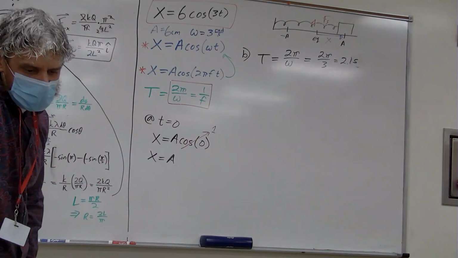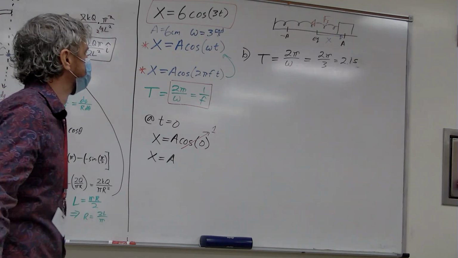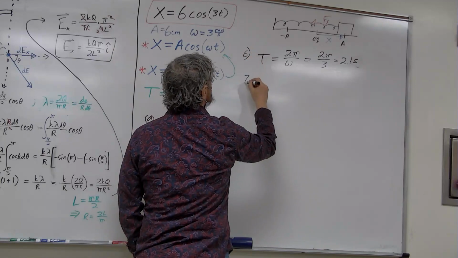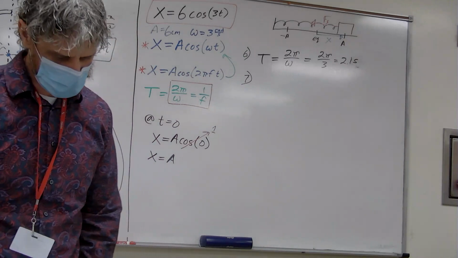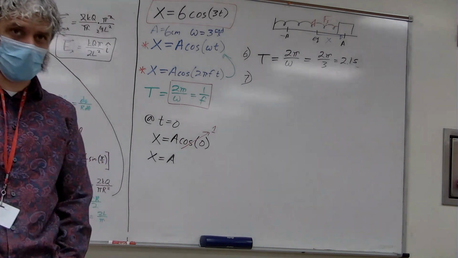This next one, I said B, that's number 5. Number 6. That's number 6. Number 7. A lot of students get this wrong. What's the total distance traveled by the mass? I'm sorry, total distance traveled by the mass during one full oscillation.